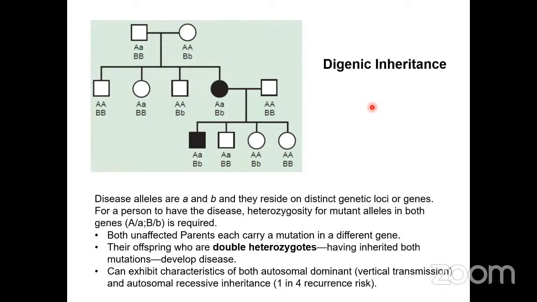The first example is digenic inheritance. Here, disease alleles, for example, A and B, small a and small b, reside on distinct genetic loci or genes. They are different genes. So for a person to have disease, he needs to be heterozygous for mutant alleles in both the genes. So both genes are required to cause the disease. So these are called double heterozygotes.